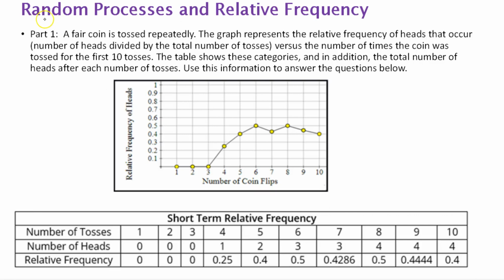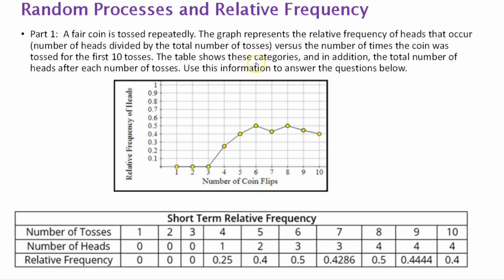In this video, we're going to look at random processes and relative frequency. Part 1. A fair coin is tossed repeatedly. The graph represents the relative frequency of heads that occur, which is the number of heads divided by the total number of tosses, versus the number of times the coin was tossed for the first 10 tosses.